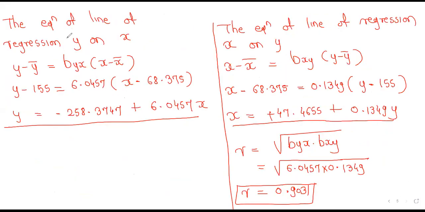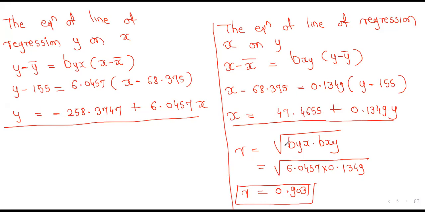Then we move towards the equation of line of regression of y on x, which is denoted by y minus y bar is equal to byx into x minus x bar. So we get the equation of line of regression of y on x as y is equal to minus 258 point something plus 6.0457x, and the line of regression of x on y is given as x minus x bar is equal to bxy into y minus y bar. So x minus 68. So we get the equation of line of regression of x on y as x is equal to 47.4655 plus 0.1349y.